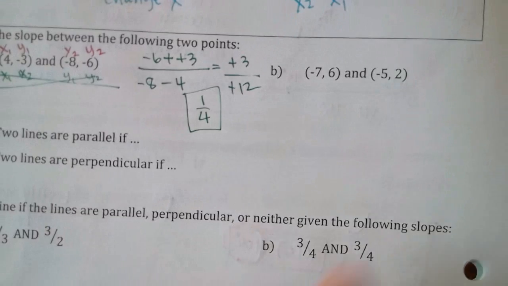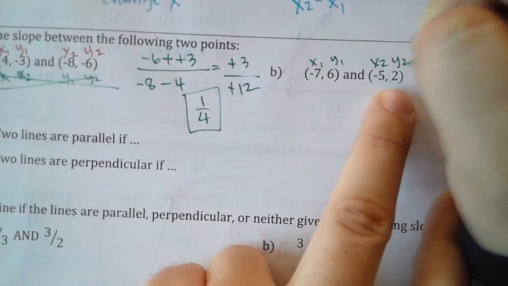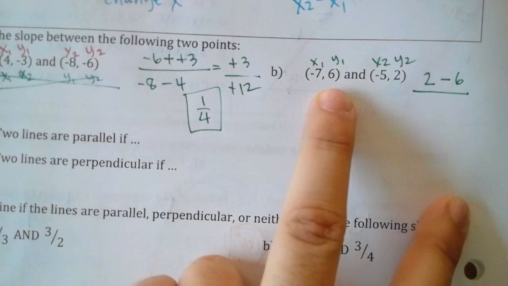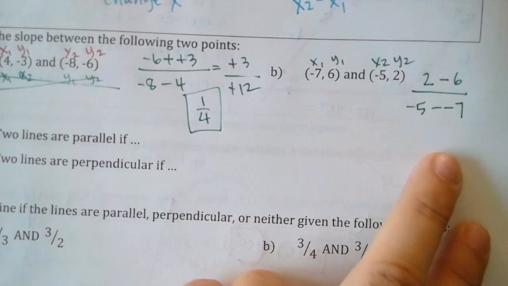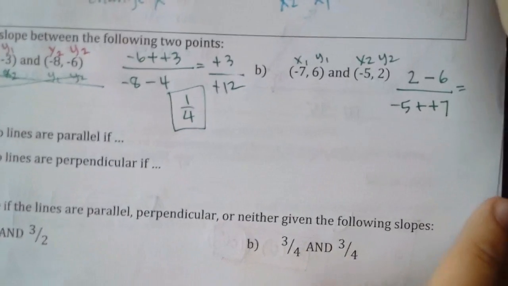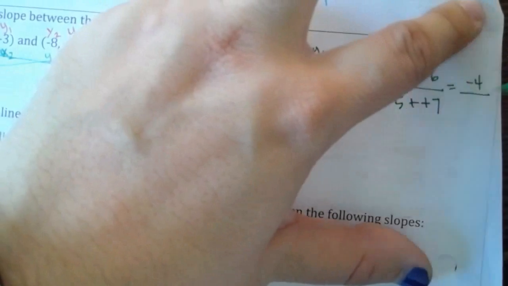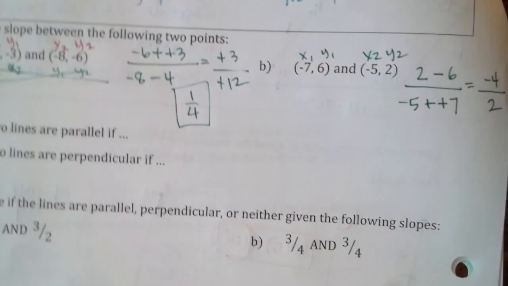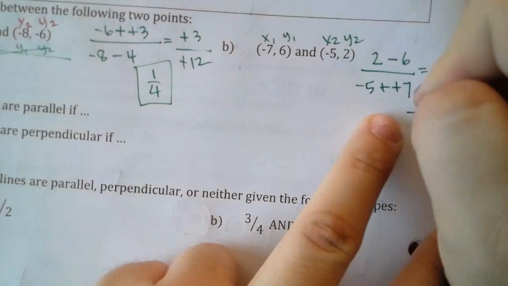Let's do it again. x1, y1, x2, y2. y2 minus y1 over x2 minus x1. 2 minus 6 is a negative 4. Negative 5 plus 7 is 2. And then negative 4 divided by 2 is negative 2.